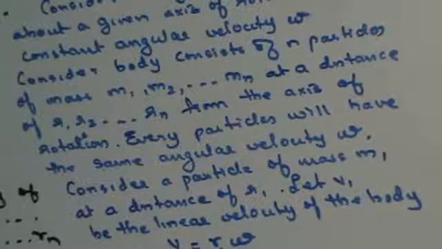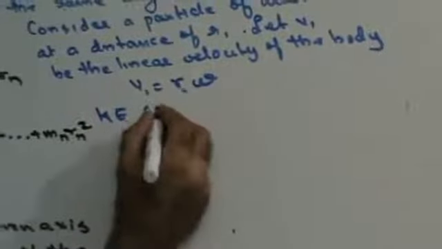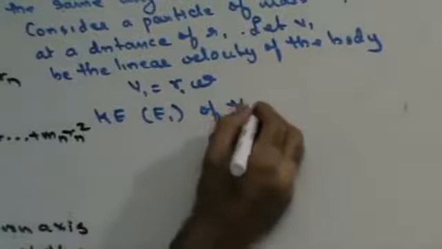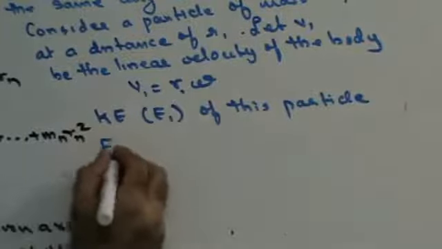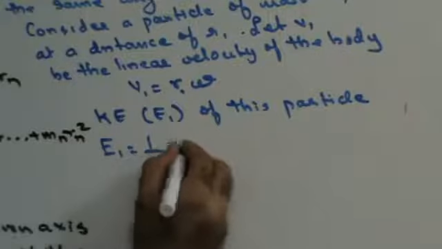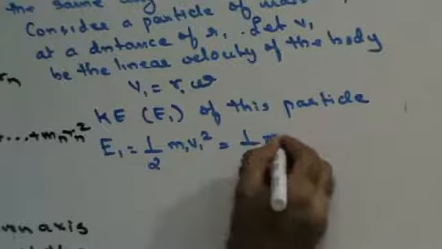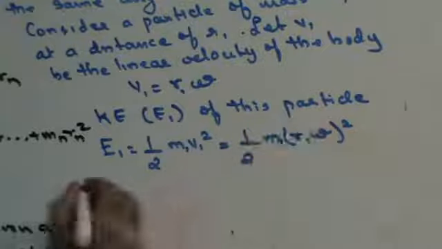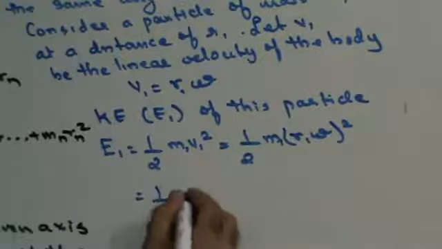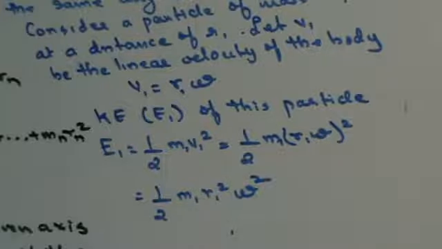Now, we also know that the kinetic energy of this particle, E1, is half m v1 square, which will be half m1 times v1 square. So that is r1 omega the whole square. So this will be half m1 r1 square omega square. That will be the kinetic energy.